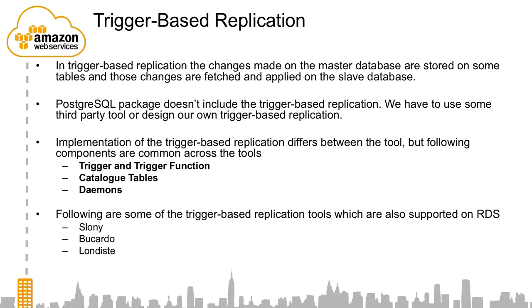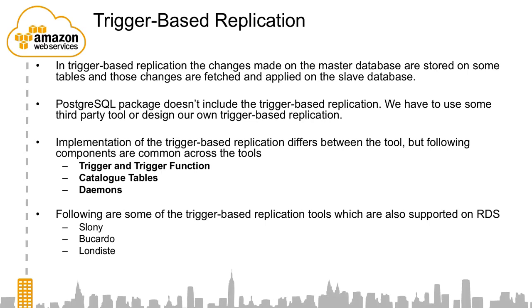In trigger-based replication, changes made on the master database are tracked by the triggers, which we install on the tables. These triggers will track the changes and store them in some tables. These tables we will call catalog tables. These changes are then fetched from these catalog tables and applied to another database in SQL form. Implementation of trigger-based replication differs between the tools. There are mainly three trigger-based replication tools available, which are also supported on RDS: Slony, Bucardo, and Londiste.